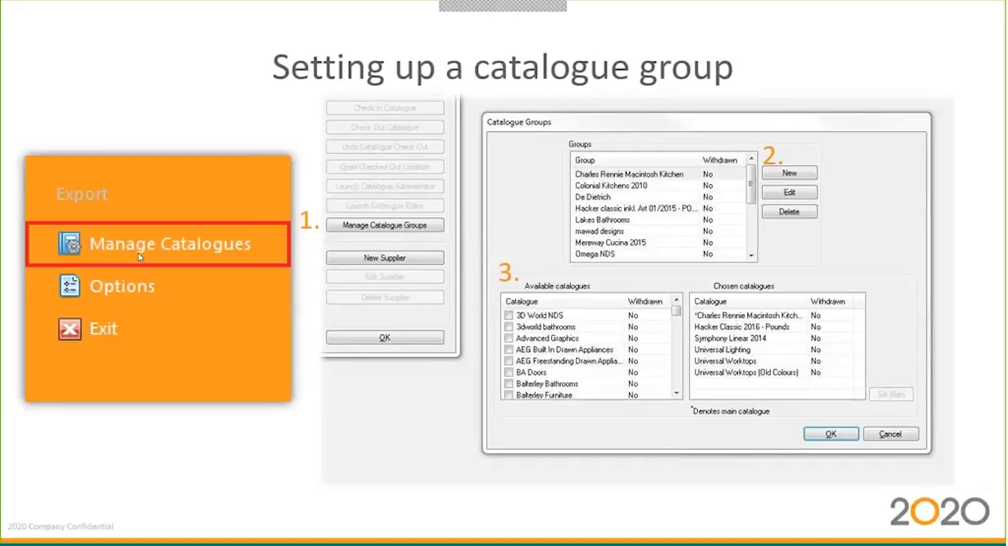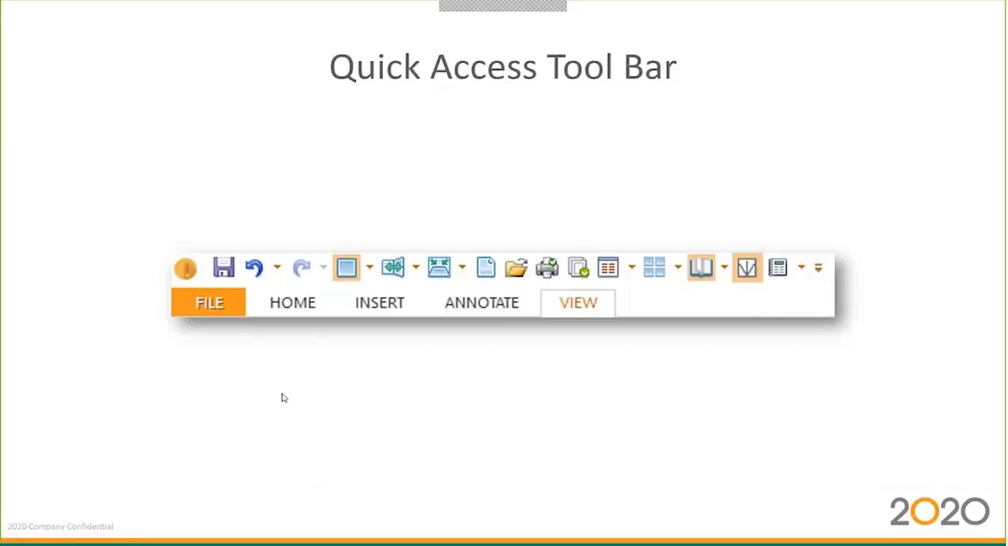Once you're in the Manage Catalogue Groups screen, hit New. It will ask you to name your group. Once you've named your group, you'll see two windows towards the bottom of this screen. On the left, you have your available catalogues, and on the right, you have what is actually in the group currently. So literally just check the boxes of the catalogues on the left that you want to add to your group. Once in your group, hit OK, and it's as simple as that.